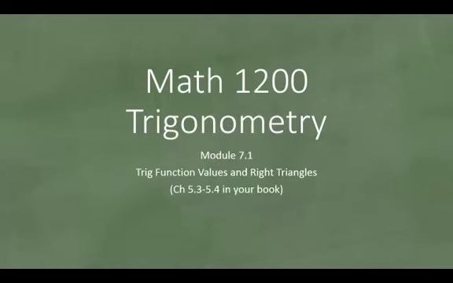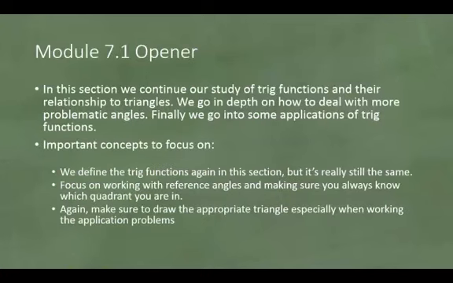Module 7.1, Trig function values and right triangles. This is sections 5.3 and 5.4 in your book. 7.1 opener. In this section, we're going to continue the study of trig functions and their relationships to triangles.